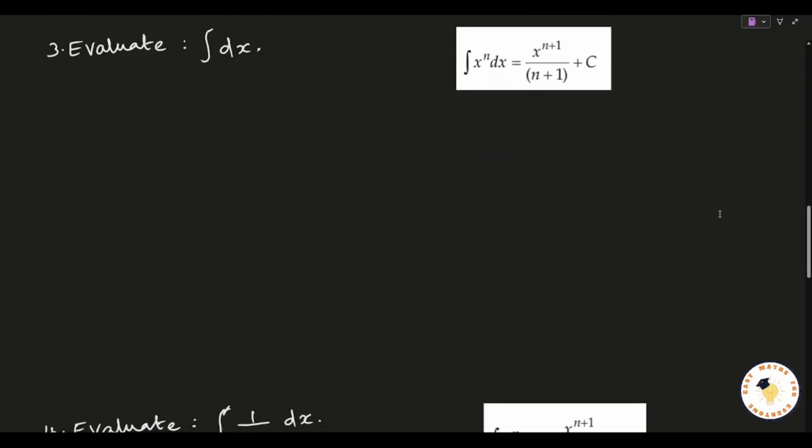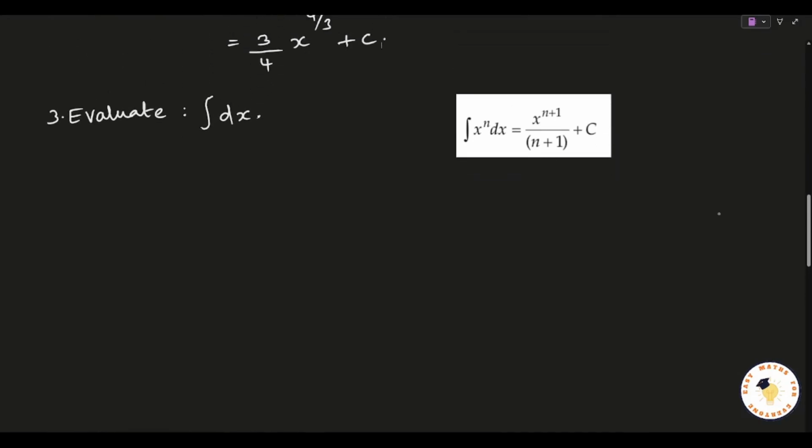Evaluate integral dx. So, there is no x term at all in this, right? How are we going to use this formula? We can do that. So, we can write integral dx as integral of 1 times dx. And we know one more thing. Anything power 0 is 1. So, x power 0 is also 1. So, we are going to replace this 1 with x power 0 here. So, x power 0 into dx we have.